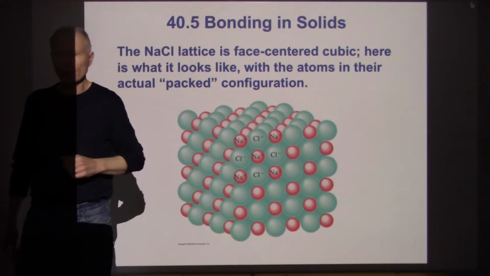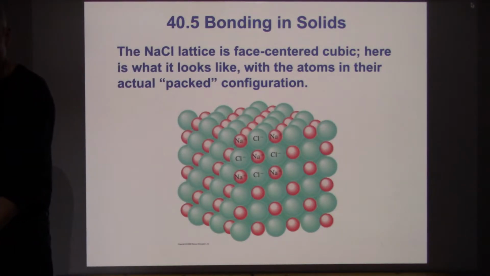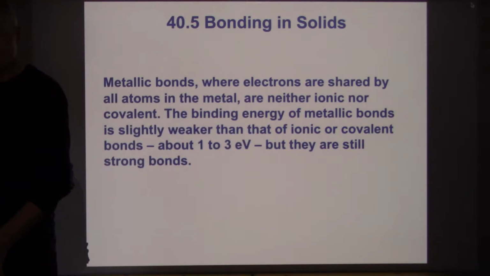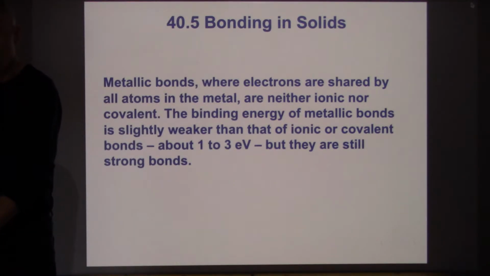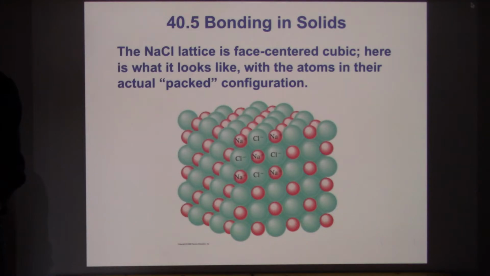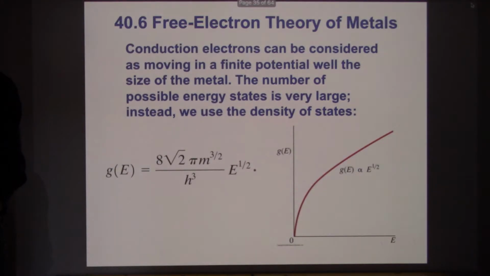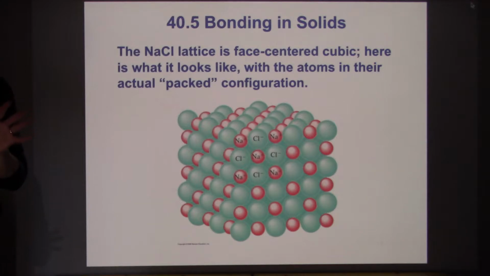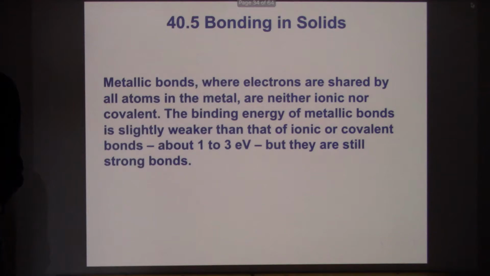Here is a block of sodium chloride showing what the configuration looks like between the sodium and the chlorine molecules. Here it's saying that metal bonding tends not to be as strong as ionic or covalent, but they're still strong bonds. Now, in metals, what we want to do now is start thinking not so much about sodium chloride. That was a really quick coverage of crystals. We did one slide. Yeah, basically.